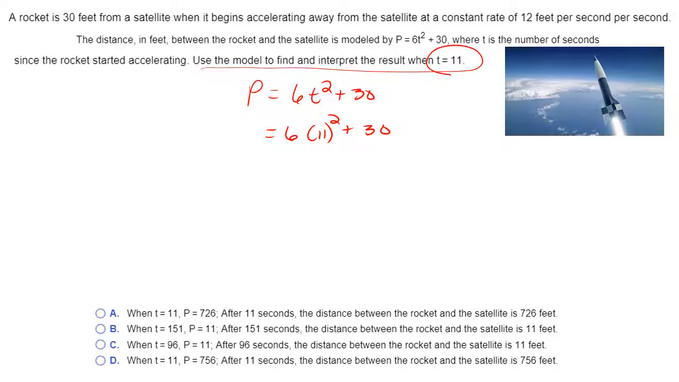substitute in the t. So when I do that, that 11 squared is 121, and 6 times the 121 gives me 726 plus the 30, and that would be 756. So P here is going to be 756. My correct answer would have to have T is 11 and P is 756. So that would be answer choice D.